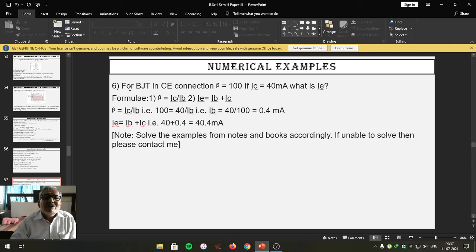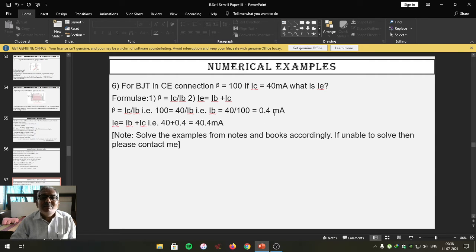Same example is there. For BJT in a common emitter connection, beta is equal to 100, if IC is equal to 40 milliampere, what is IE? IE is to be calculated. Same formulas are to be used. So beta is equal to IC upon IB. Beta is equal to 100. IC is equal to 40 milliampere. 100 is equal to 40 upon IB. Therefore, IB is equal to 40 upon 100. That comes to be 0.4 milliampere.